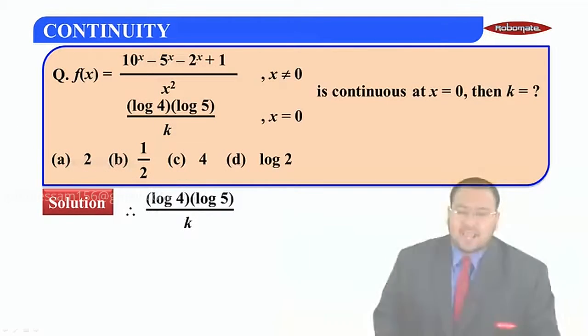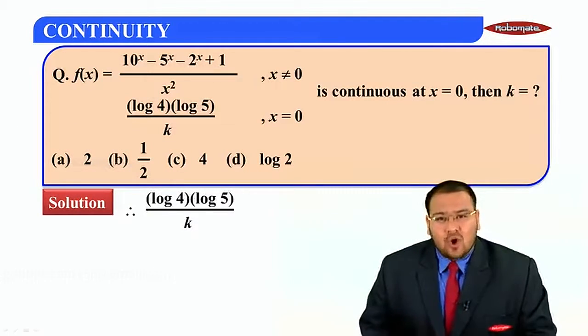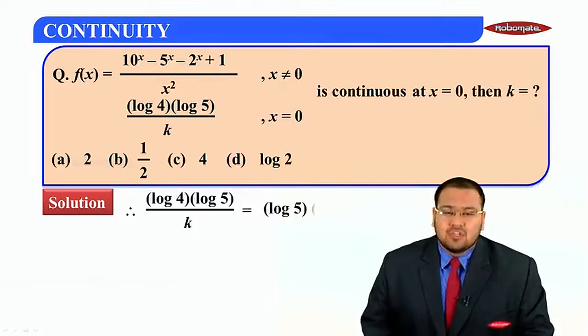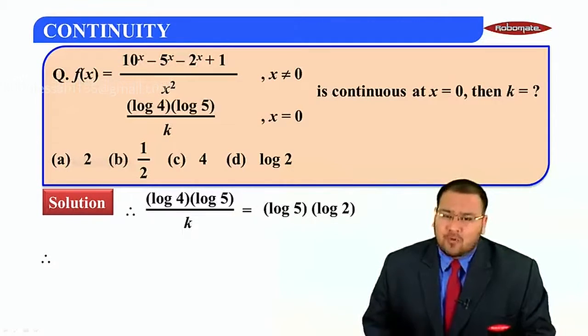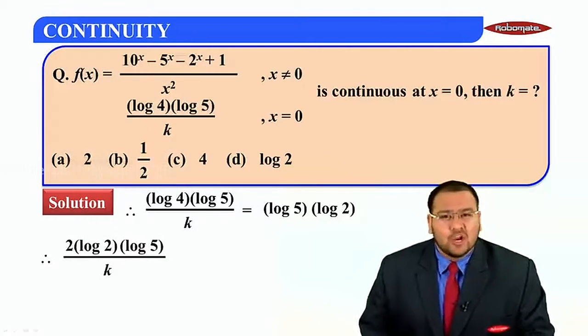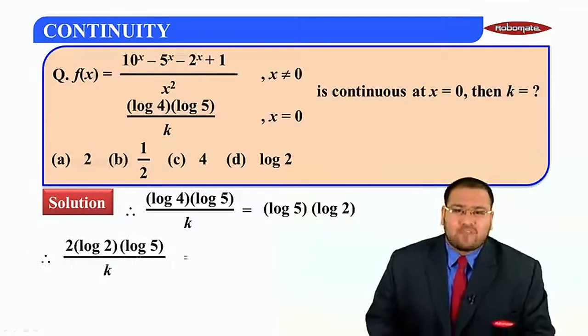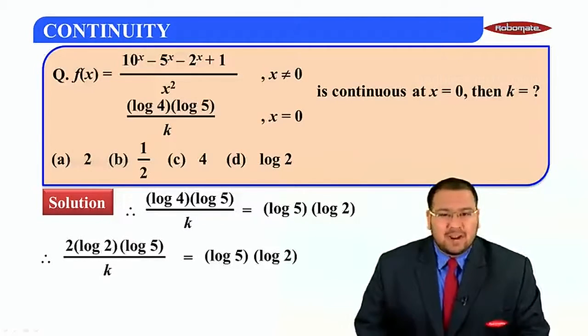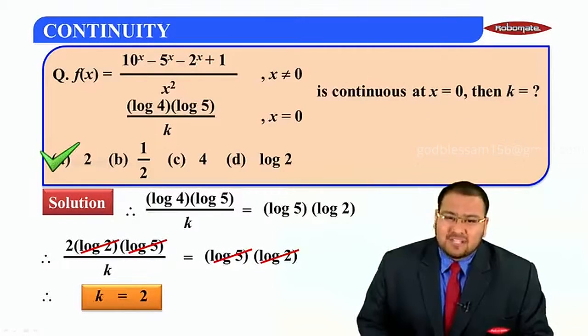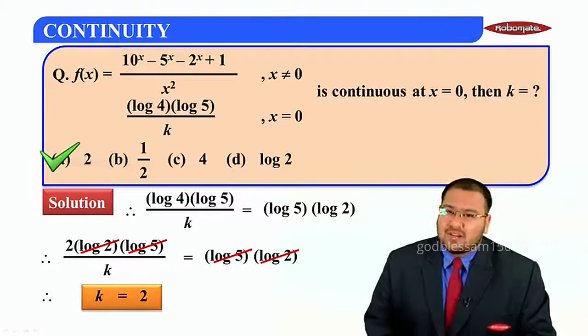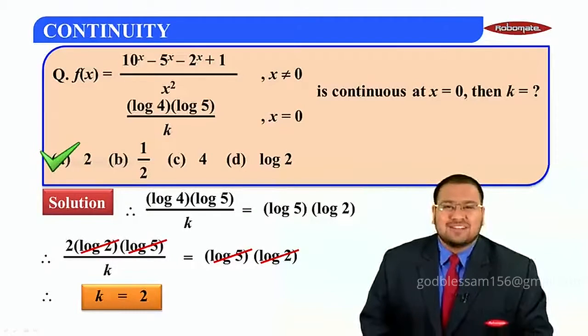So, when we are equating, it would be (log 4 × log 5)/k is equal to log 5 × log 2. Shall we write log 4 as 2 log 2? So, it would be (2 log 2 × log 5)/k, which is nothing but log 5 × log 2. So, by cancellation, the value of k which we get is 2, and hence, again option A is the correct answer.